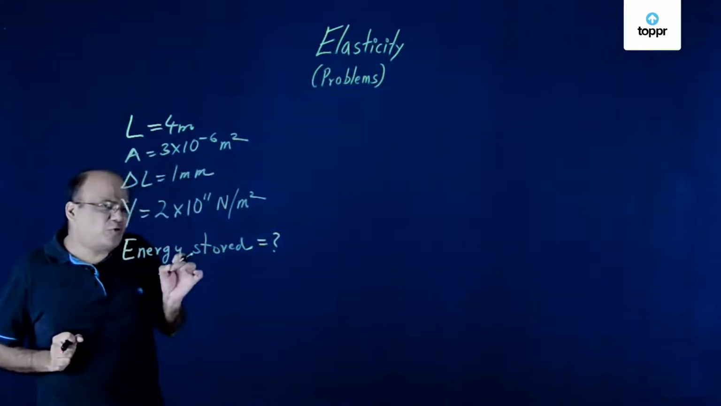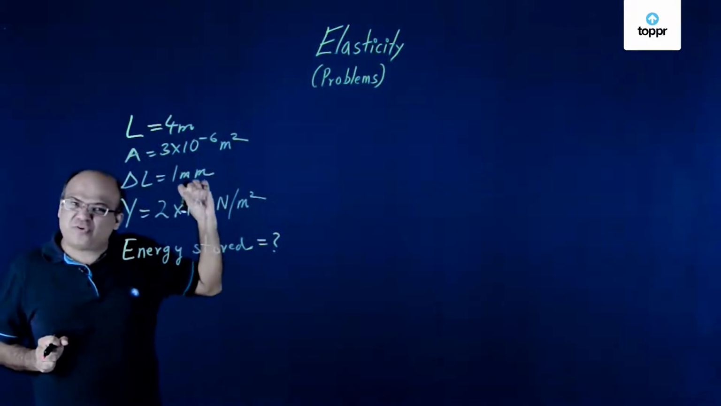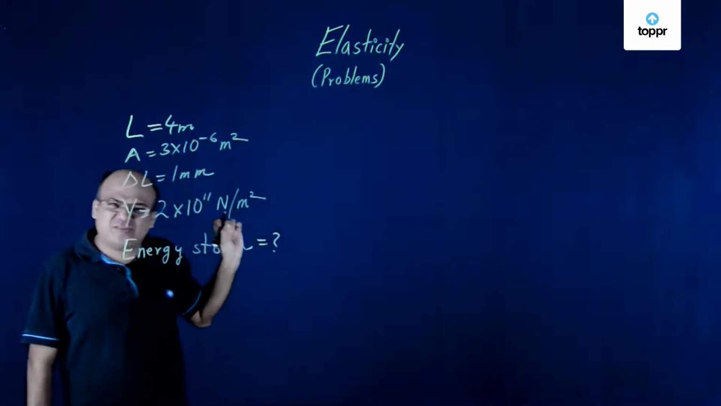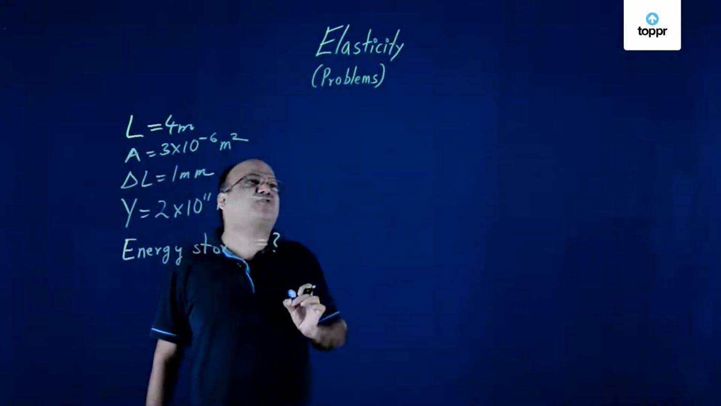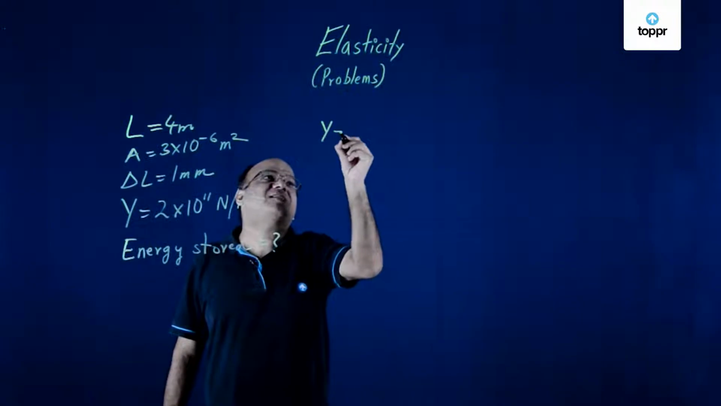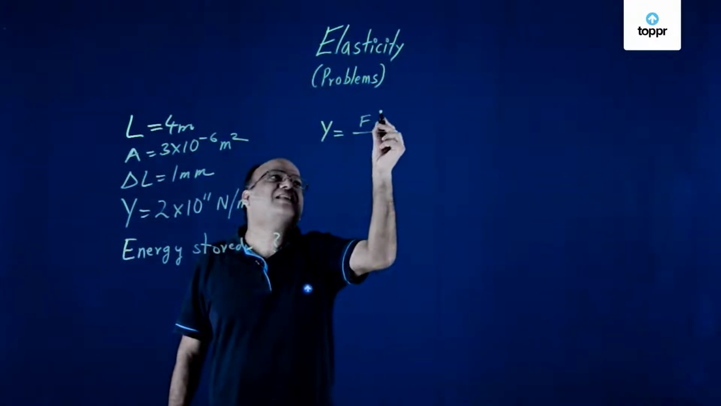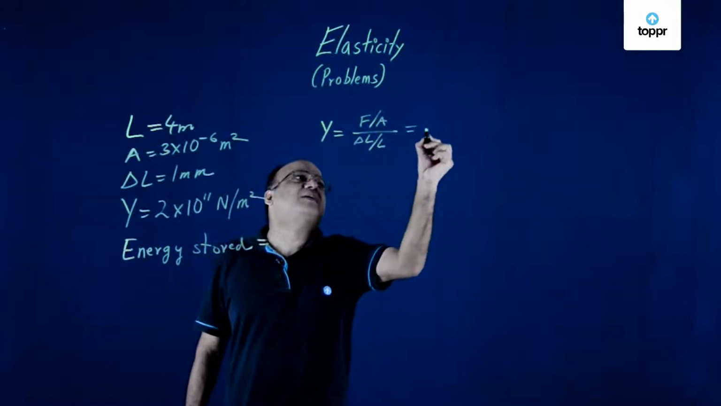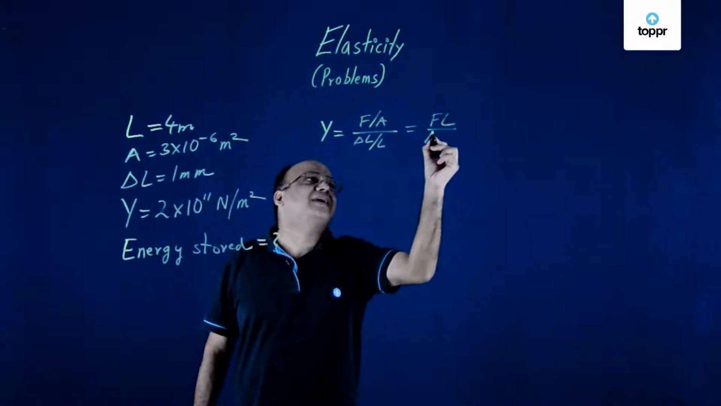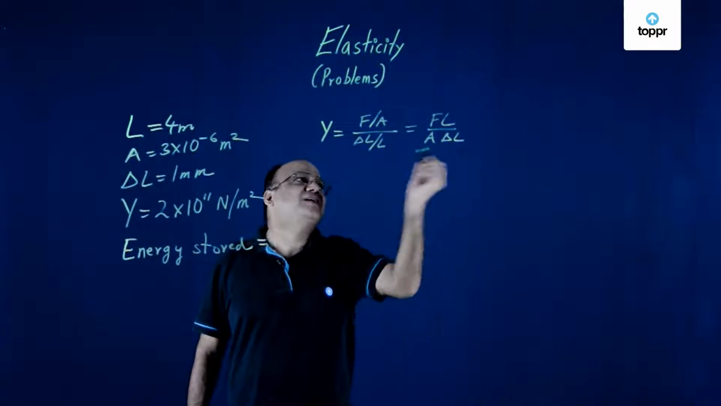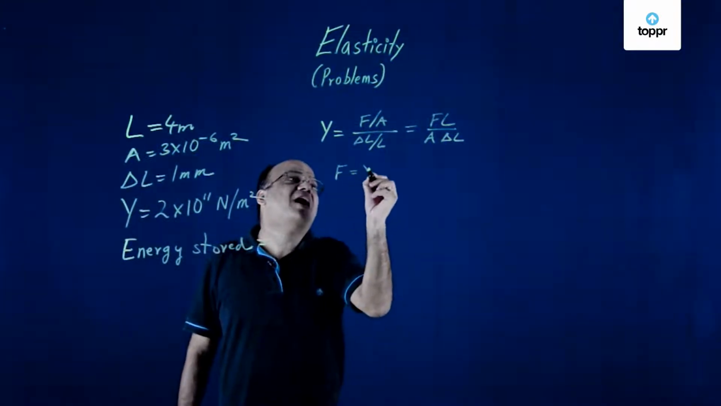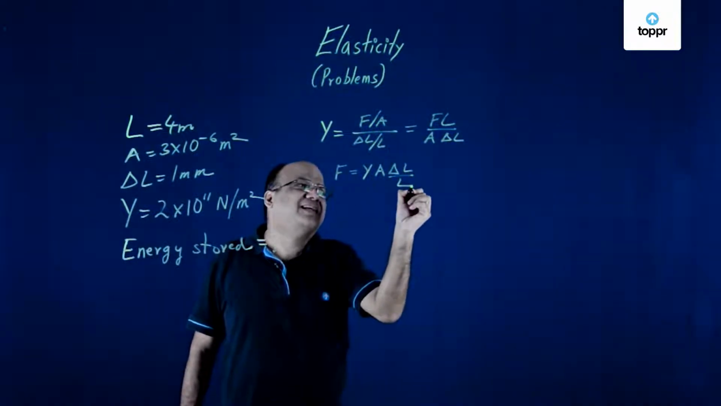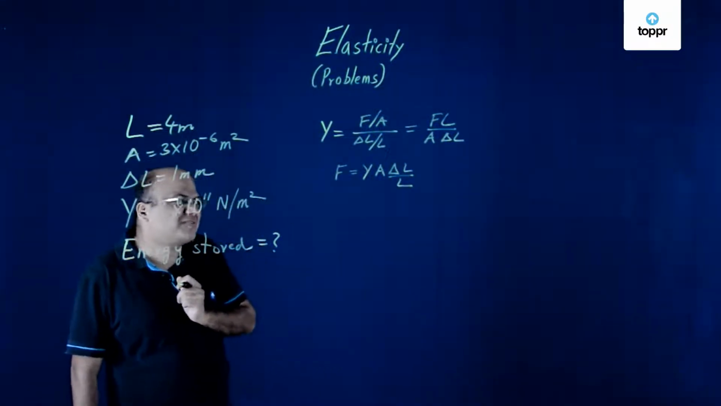So energy stored will be given by average force into delta L, half F delta L. Here force is not given to us, so we have to calculate force. We know Young's modulus is stress by strain, F by A upon delta L by L. So this becomes FL by A delta L. So force becomes Y A delta L by L. Right, this is the formula for force.